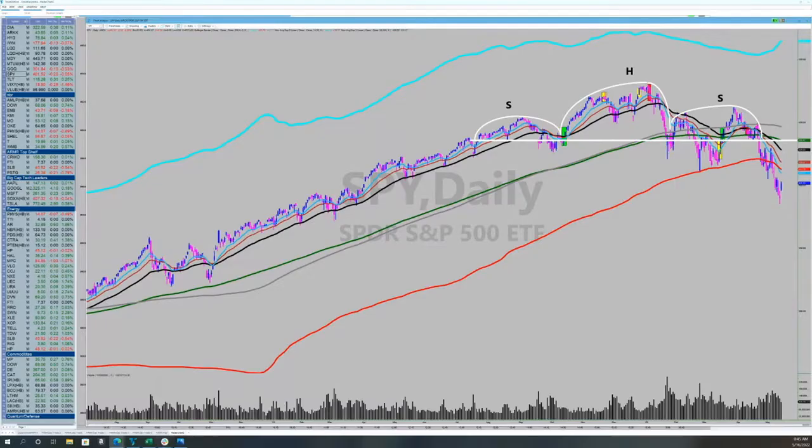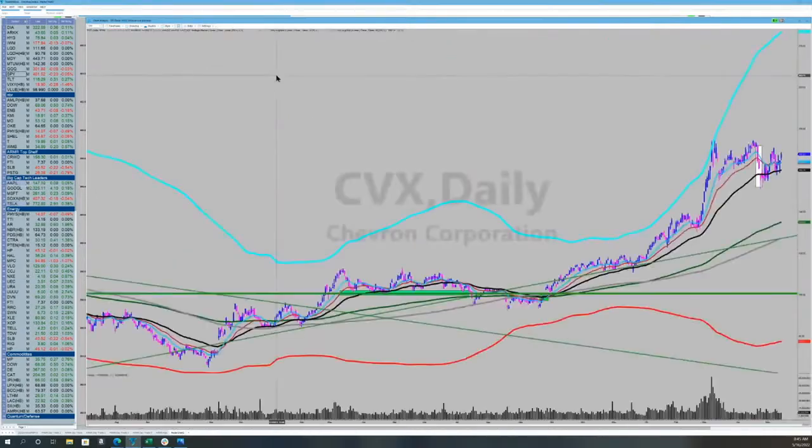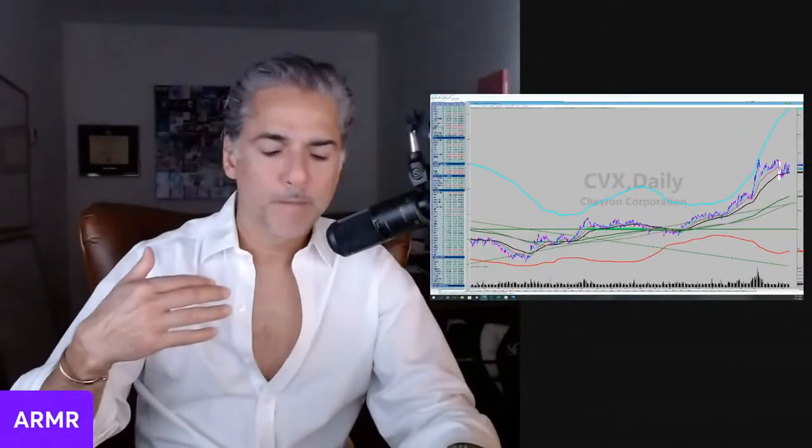What I like the most when I'm looking for, I'm just going to pull up CVX as an example, okay? This is a perfect shakeout right here. Huge selling, bang, bang, bang, down to the 50, holds the 50. But what I'm really looking for, if I decide to put some capital to work, is I'm always looking for the relative strength leaders in a bear market.